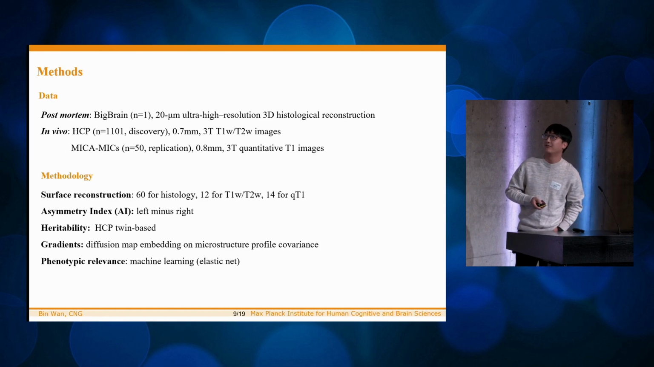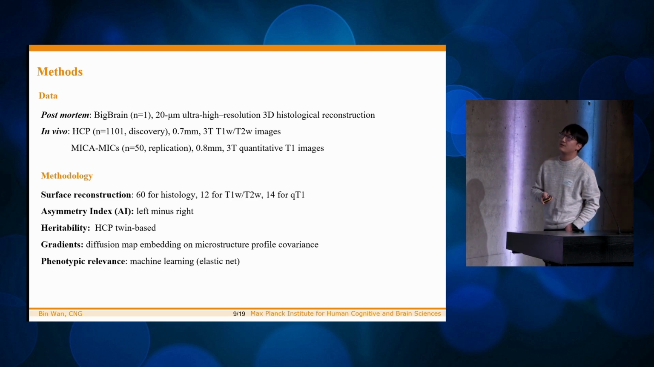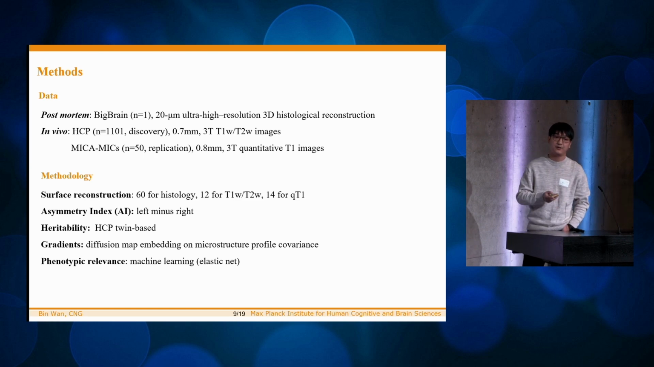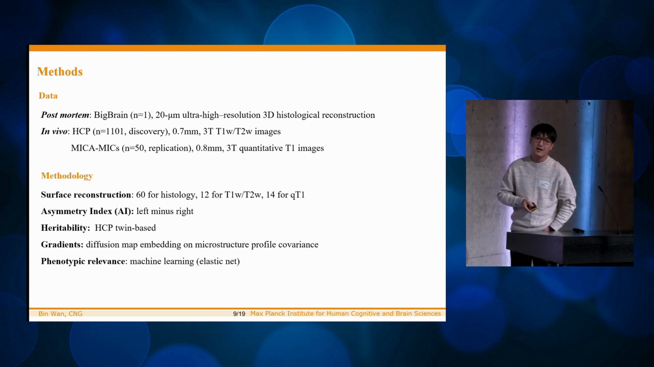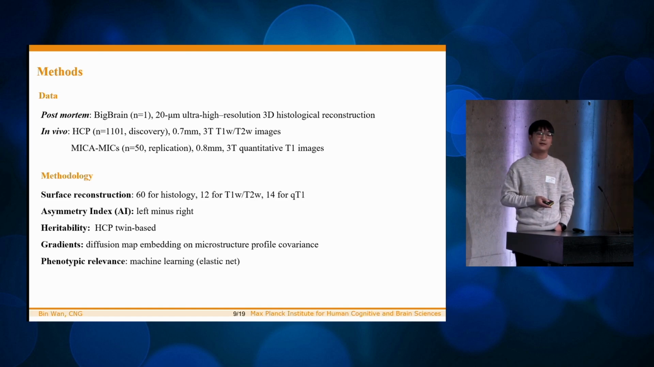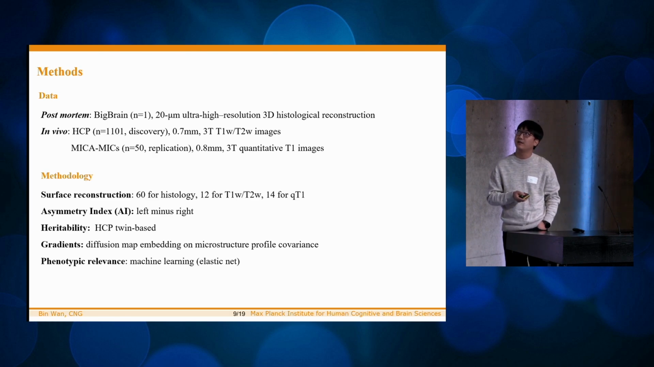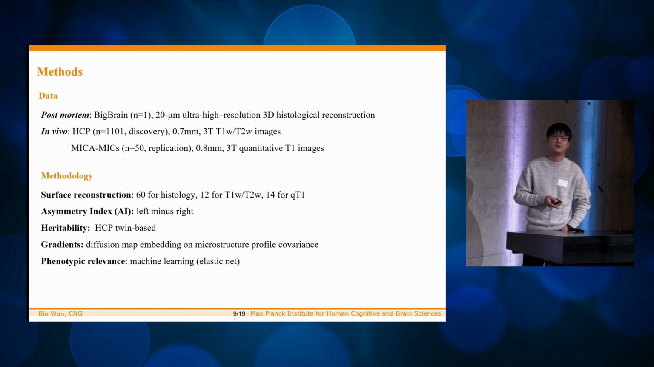So basically, we focused on the BigBrain data for the cytoarchitecture asymmetry and HCP data for the in vivo microstructure asymmetry. We also use MICA-MICs data to do the replication. I will show the BigBrain and HCP in this presentation. For the surface reconstruction, we use the 6-layer estimation from a previous study and reconstruct 10 equivolumetric surfaces for the BigBrain. So in total, there are 60 surfaces for the BigBrain, 12 surfaces for the T1, T2, and 40 surfaces for the qT1 MICA-MICs data.